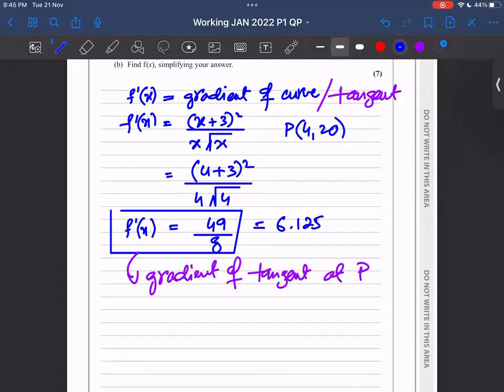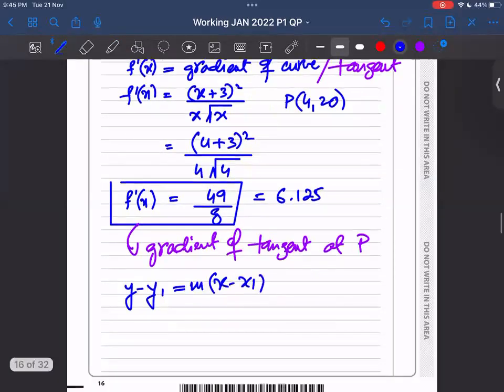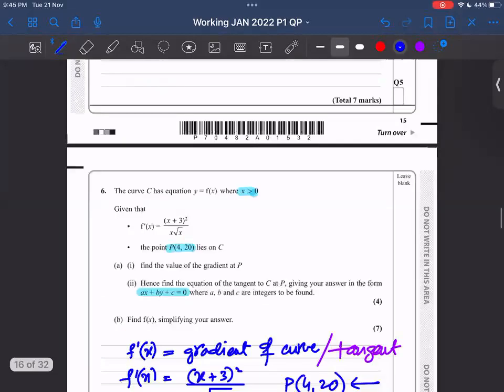Right? So what I'm going to do is put it in the equation y minus y1 equals m times x minus x1. What is the P point? P point is (4, 20). The y1 value is 20. The gradient is 49 upon 8. x minus x1, x1 is 4. So this is your answer for part 2.